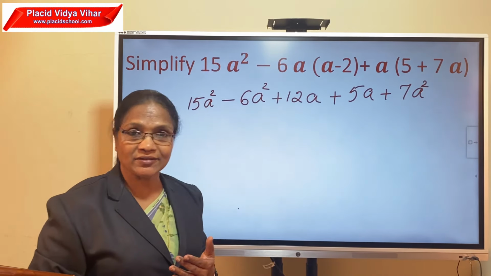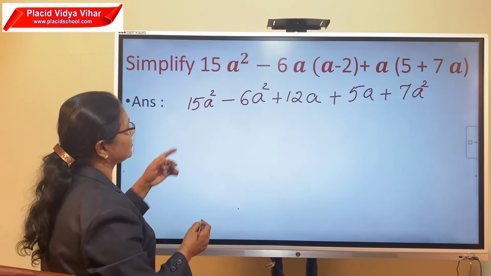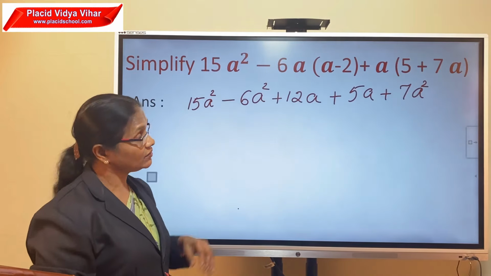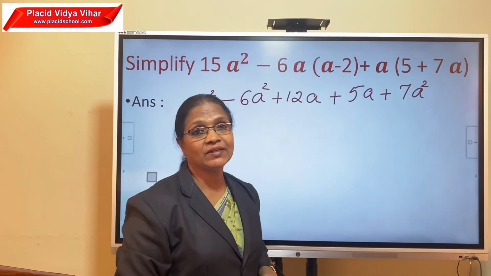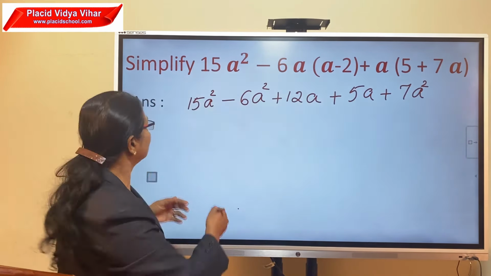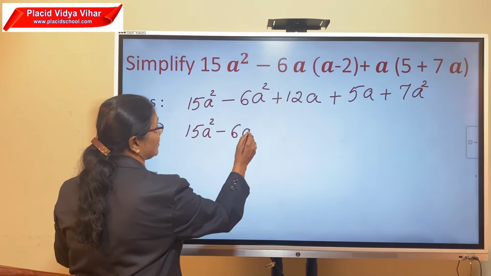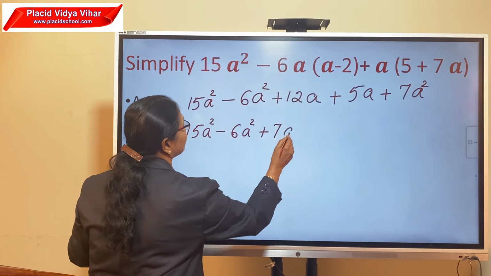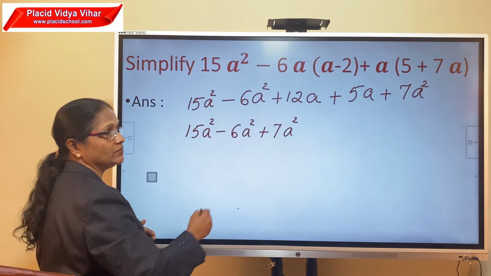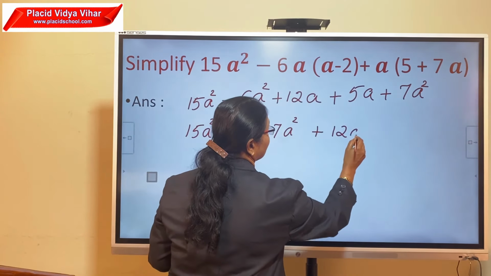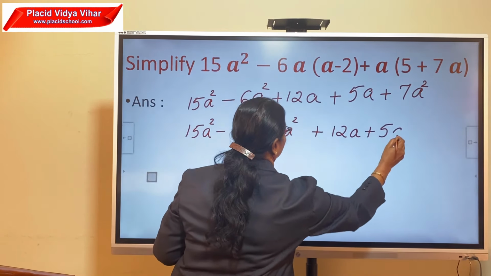Now we have to collect the like terms. For the first term, 15a square, then negative 6a square is there. Then the next like term is 7a square. We are going to collect them. That is 15a square minus 6a square plus 7a square. Now the terms having a alone, that is 12a plus 5a.